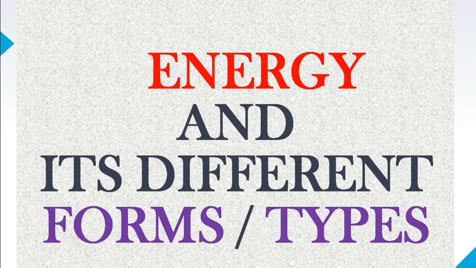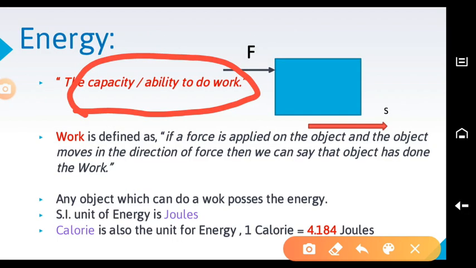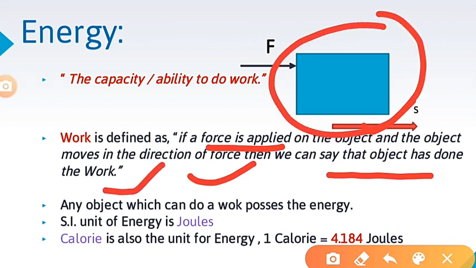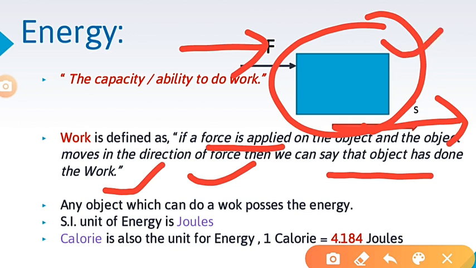For example, here, what is meant by work? Which activity will be considered as work? If you observe the definition, work is defined as: if a force is applied on the object and the object moves in the direction of force, then we can say the object has done the work. If you take this example, this is the object. If you apply a force on the object, it moves with a displacement s. From this we can say that the object has done the work.